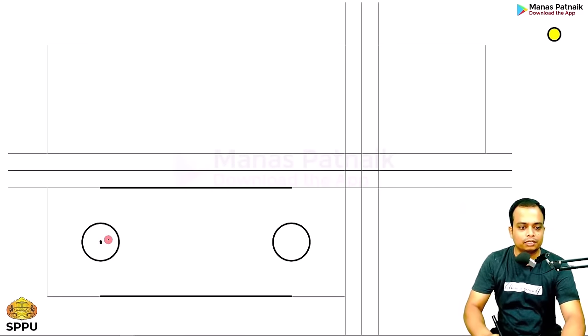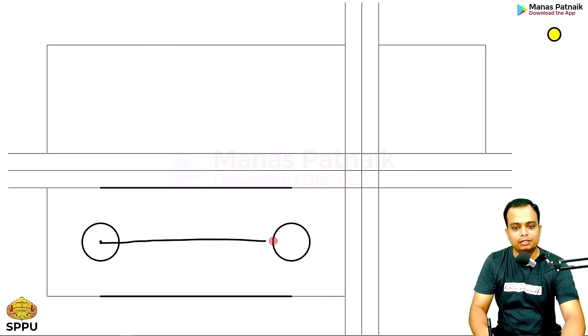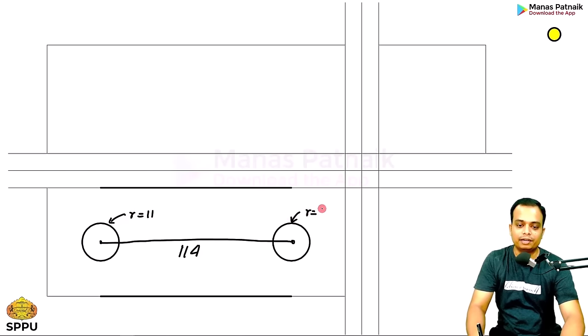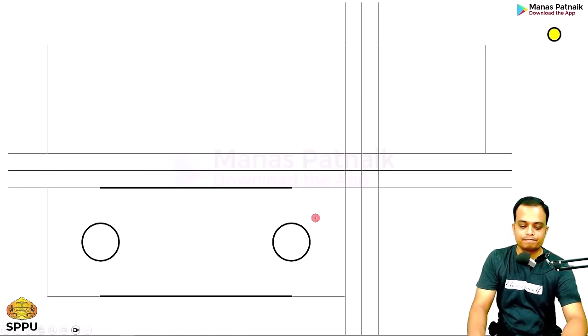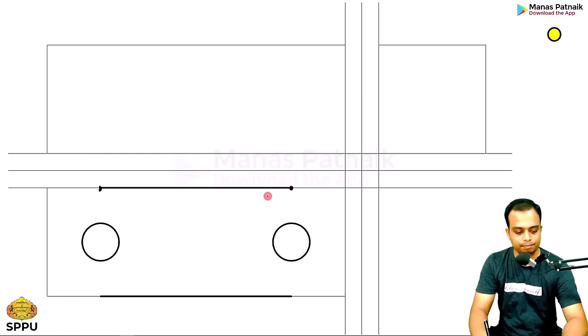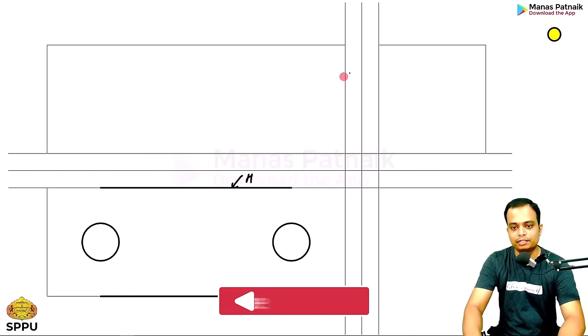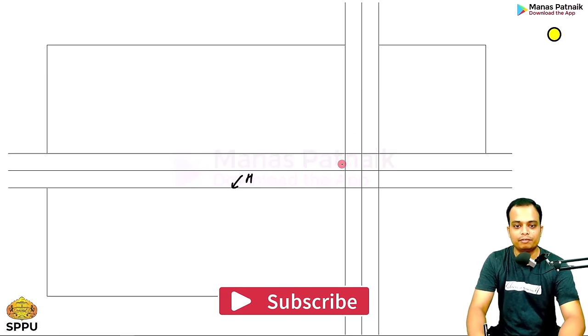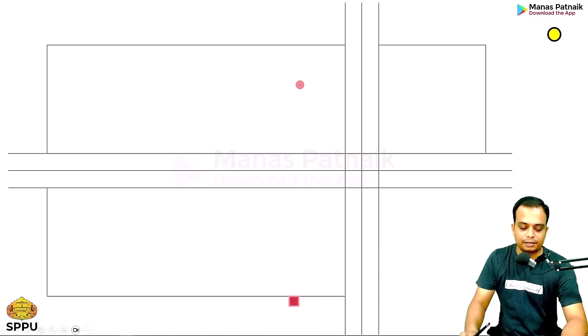Okay. So the distance between these two centers is 114. And this circle is having a radius equal to 11. This also is having the same radius equal to 11. Very easy. Sir, what prompted you to make this line thicker? Right. Please note, these thicker lines correspond to edge pencil, whereas all the lines that I have made previously have been made using the 4H pencil. Keep it very, very light.